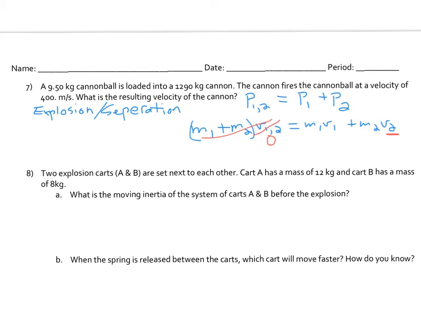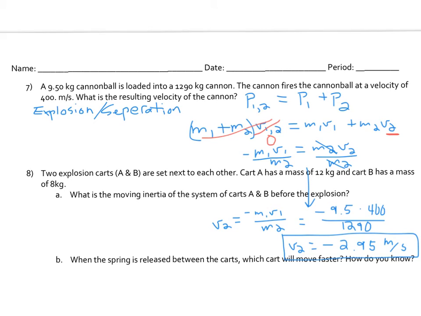We also have to take into account that the cannonball was given to us as a positive velocity of 400 meters per second. So if we decide to call the cannonball's direction positive, then there's a good chance we're going to end up solving for V2 and get a negative answer because it's going the opposite way. I'm going to put up the work to solve for this problem, and then you guys can look it over here in a sec.